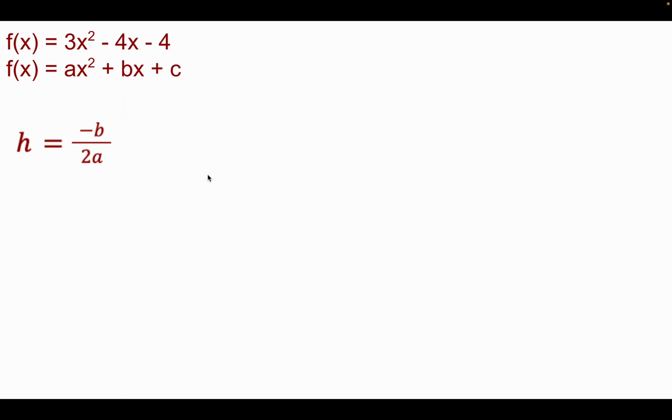B is negative 4, so we're going to say negative negative 4 on top. The first negative comes from this negative. The second negative comes from the fact that b is negative 4. The a value is 3, so I'm plugging in 3 on the bottom of this formula. Negative negative 4 is 4, and 2 times 3 is 6, so this is going to become 4 over 6, which reduces to 2/3.